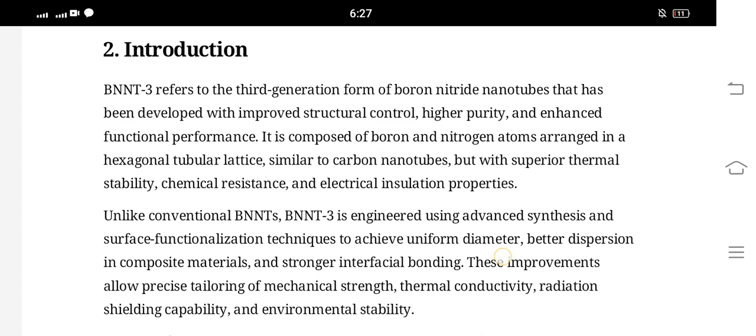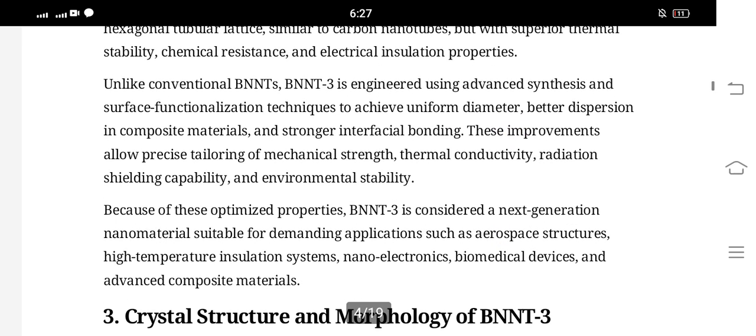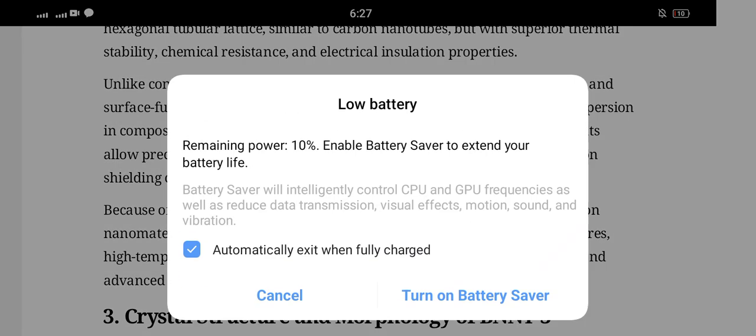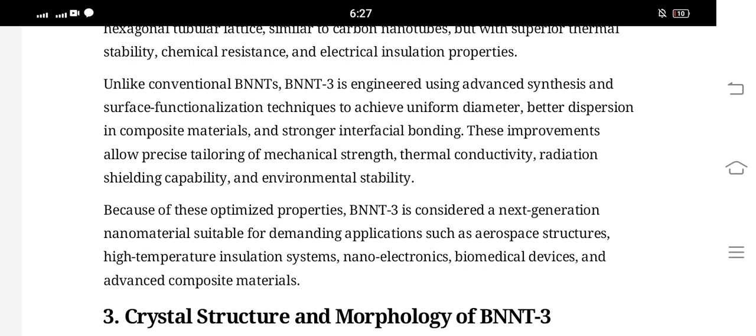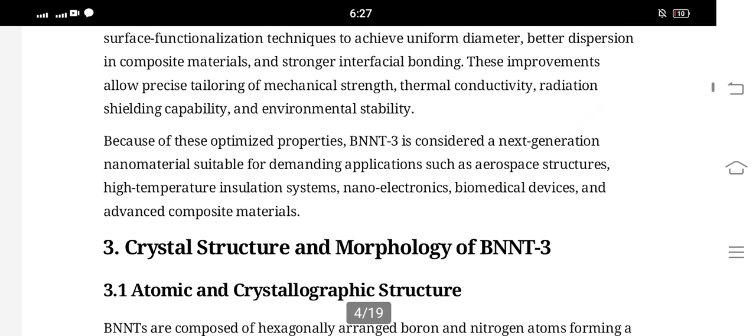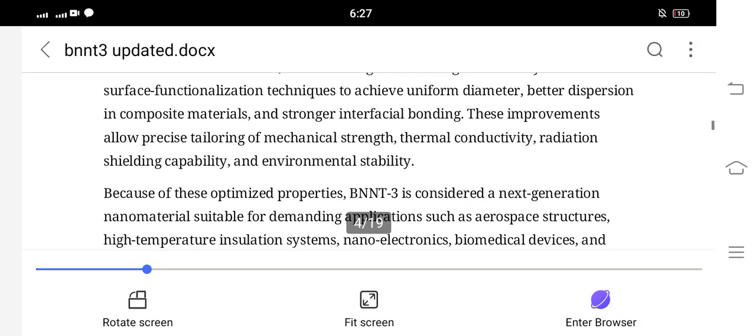One of the most important features of boron nitride nanotube 3 is its wide band gap, which is approximately 5.5 to 6 electron volts and remains almost constant regardless of tube diameter or chirality. This makes boron nitride nanotubes an excellent electrical insulator, unlike carbon nanotubes, which can be metallic or semiconducting.